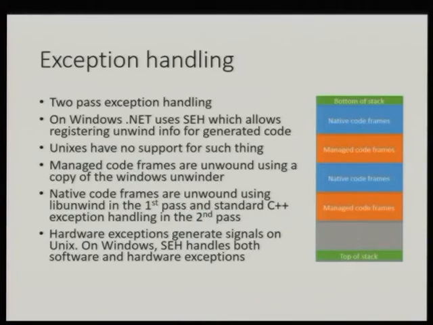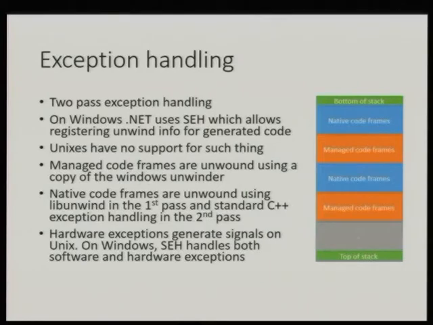And this library basically understands the DWARF unwind information that's in the executables on Linux and can unwind the native frames. For the managed frames, we used a copy of the Windows unwinder, and the just-in-time compiler generates the Windows-style unwind information, and we can use that. So in the first pass, we basically walk the managed frames. When we hit the native frame, we switch to libunwind and walk the native frames and so on until we find the handler for that exception.